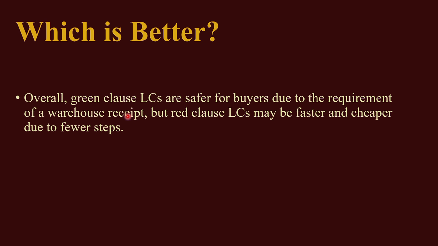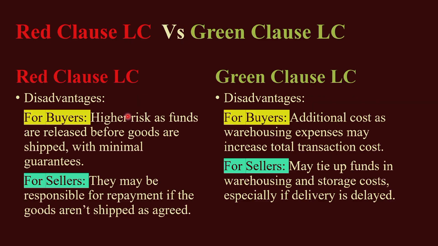So I think the concept about the red clause LC and green clause LC would be very clear. In both LCs, a partial advance payment is given to the seller, but in the case of green clause LC, the additional cost of warehousing or additional security of a warehousing related receipt is provided in the clause, which is the additional security for the buyer.